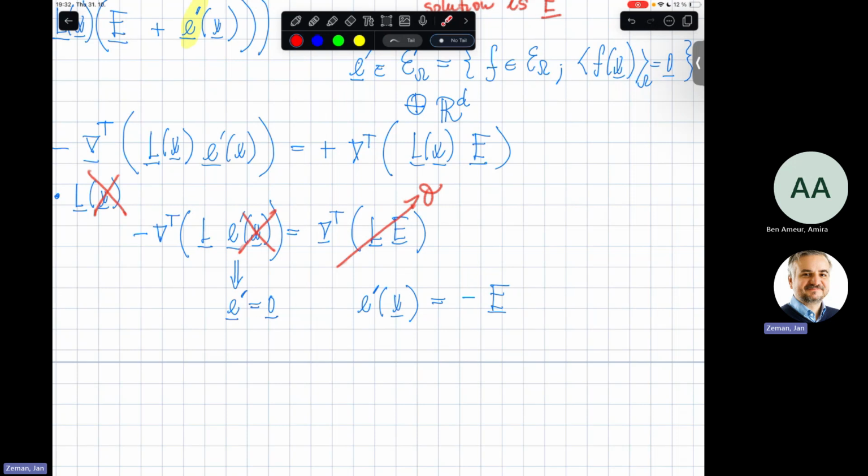I would like to remind you that this E is just a constant, a given constant field which I'm imagining to be present in my body. This E prime is in the zero mean curl-free fields on omega, and these two are mutually orthogonal, so they are independent. So there is no way I can compensate the mean field by something which is curl-free and fluctuates on top of that.